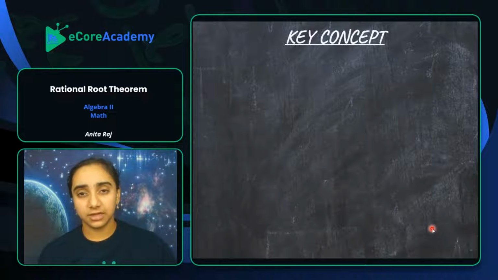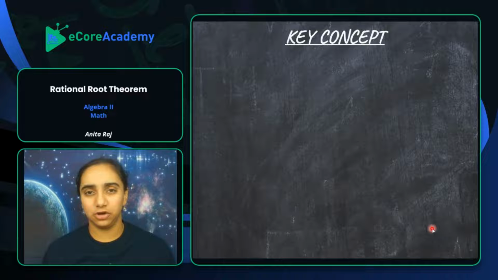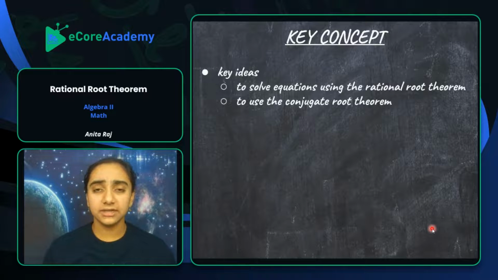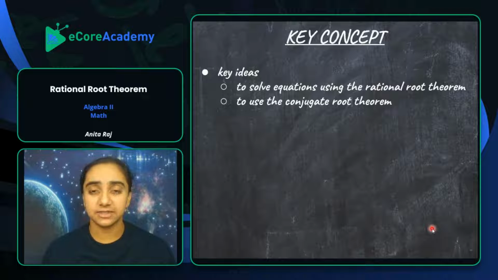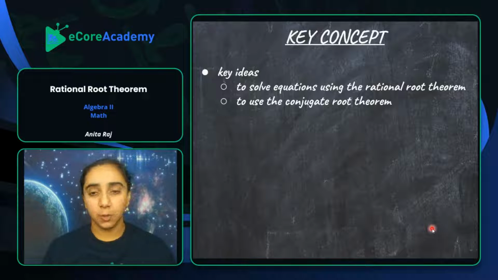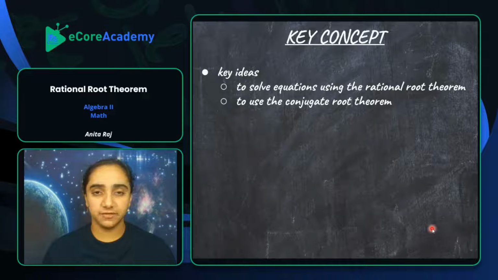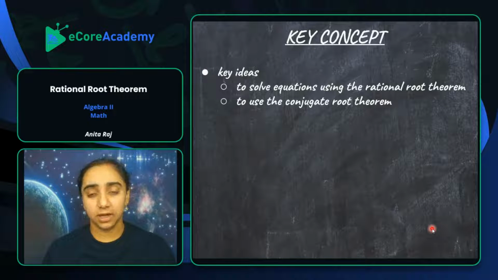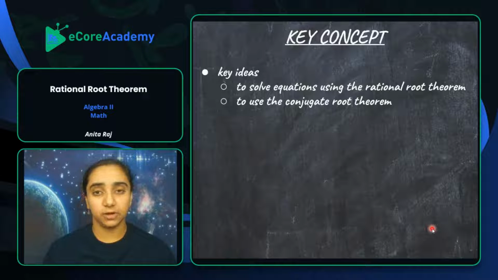So first, let's cover a key concept so we understand what exactly we are learning about. The key ideas that I want you to take away from this lesson and the next one that's going to follow, which is going to be on the conjugate root theorem. About this lesson, we want to be able to solve equations using the rational root theorem, equations in the form of functions p of x. We want to be able to make that an equation, factor it, and then find the roots or solutions of the polynomial using this rational root theorem that we're going to learn about on the next slide.